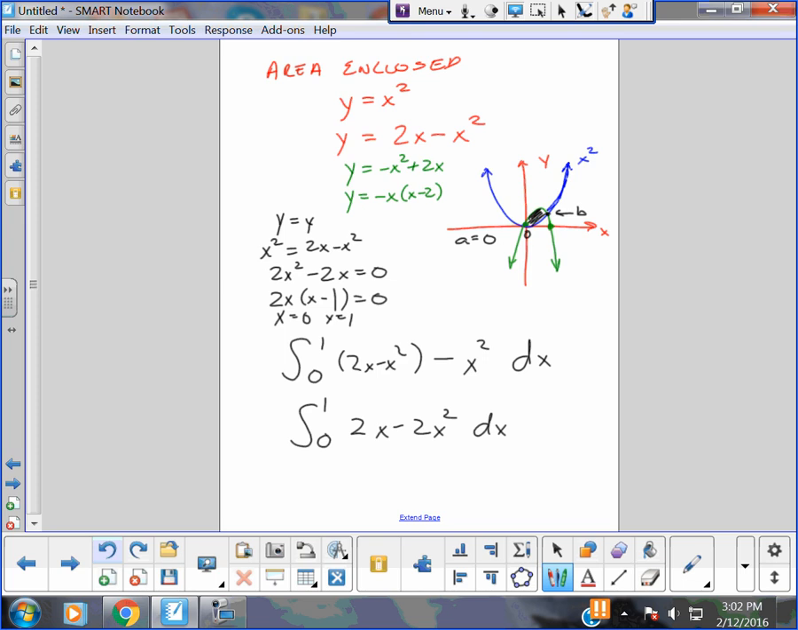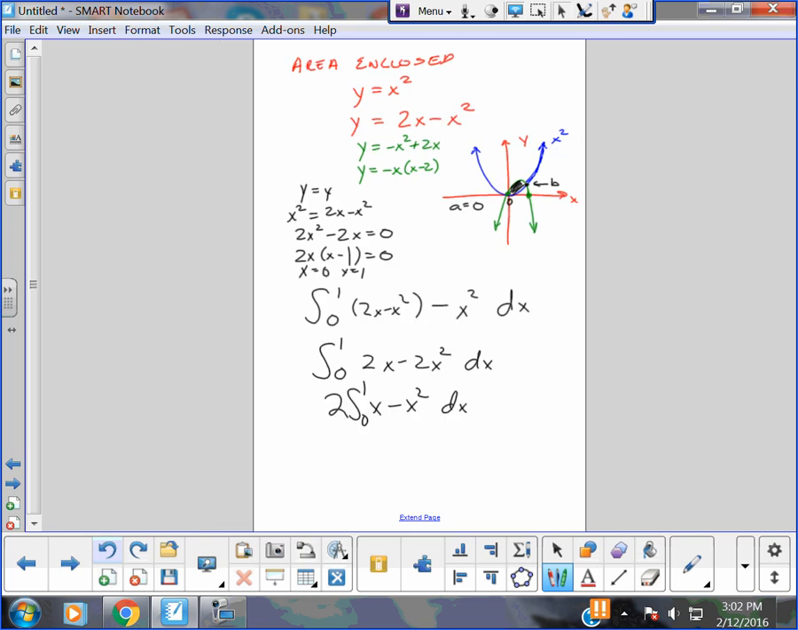If I want, I can pull the constant out. That's one of the rules we put in there. And now I can integrate x minus x squared. The antiderivative of x is x squared over 2. The antiderivative of x squared is x cubed over 3. Both of those are evaluated from 0 to 1 with the 2 hanging out front. I don't have to have plus c because it's a definite integral. C minus c is 0. We're looking for an area.